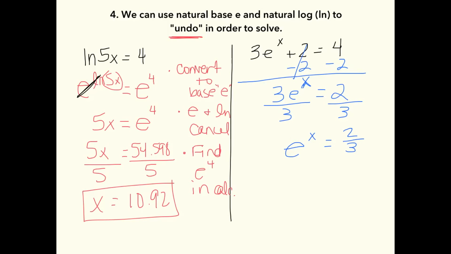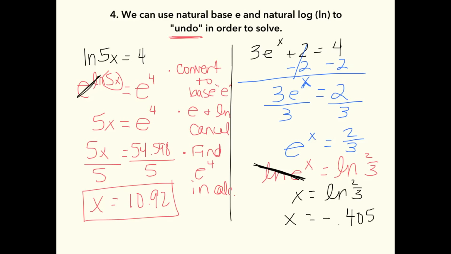And now we want to get rid of this e to the x. Remember, the e and the natural log cancel. So if we add this natural log, ln of e to the x equals ln of 2/3, because whatever you do to one side, you have to put on the other side. And now, again, this ln and the e, they cancel. So you just have x equals the natural log of 2/3, and we can put this into the calculator using that ln button. And when you do that, you find that x equals negative 0.405. And that's it.